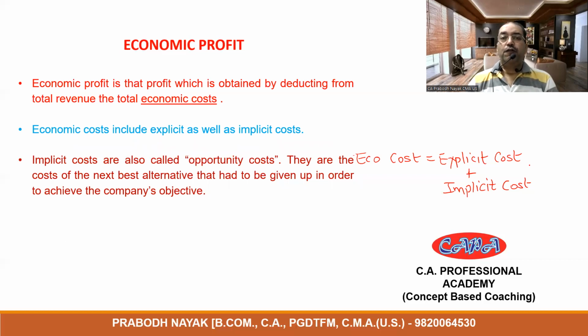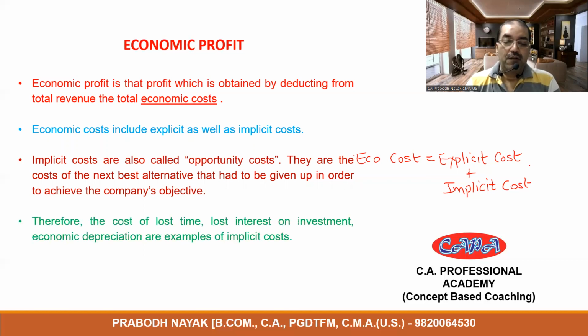So what is the opportunity cost of setting up my factory? I have foregone the rent that I would have earned had I let that property out on rental basis. That is $100,000. So opportunity cost is that rent of $100,000 which I'm giving up in order to set up my own factory. Right? So that is called opportunity cost, or also called implicit cost. Therefore, the cost of lost time, the lost interest on investment, and the economic depreciation are all examples of implicit cost.